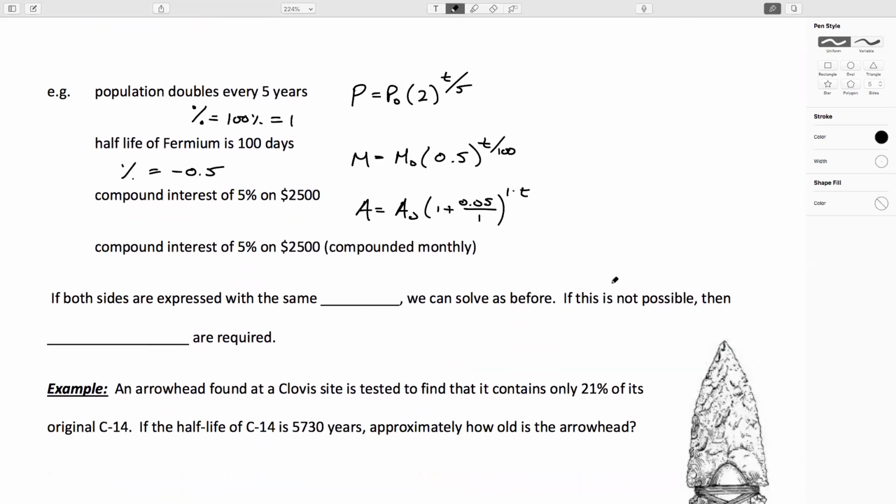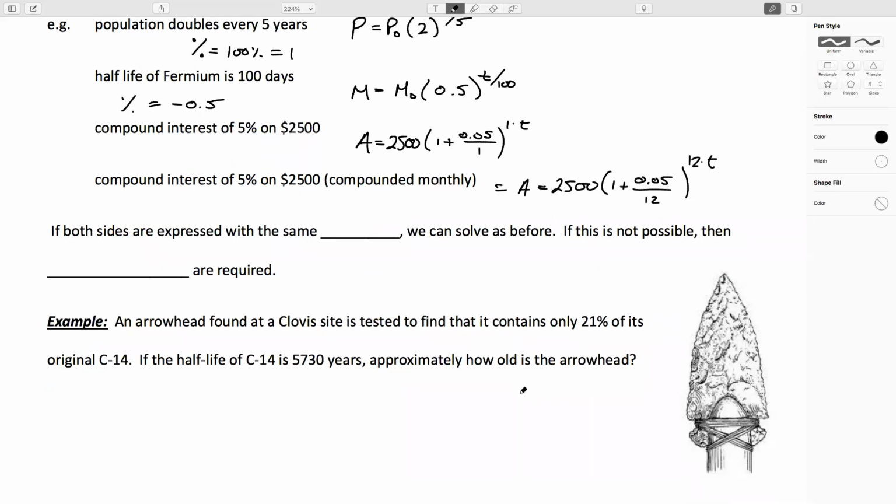And then lastly, compound interest of 5% on $2,500. Similar question. It's just that in this case, it's compounded monthly. That's the only difference. So it's still A equals 2,500 times 1 plus 0.05. But instead of dividing by 1, we're going to divide by 12 because we're going to compound 12 times a year, and then the power is 12 times t.